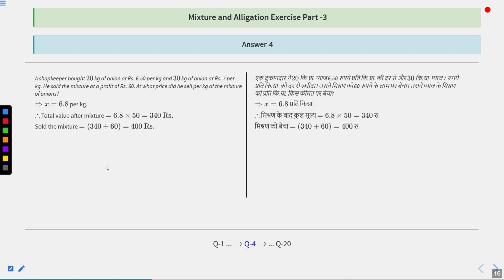So he sold the mixture because he had gained 60 rupees profit. So 340 plus 60 will be 400 rupees. So the required value per kg, we can divide 400 upon 50, because the total selling price is 400 rupees and the total weight of the onion is 50 kg. So we get 8 rupees per kg.